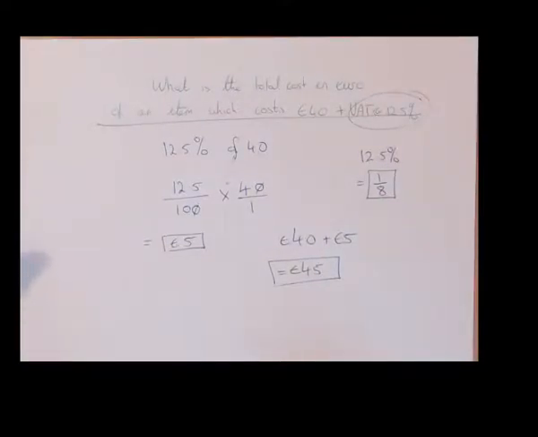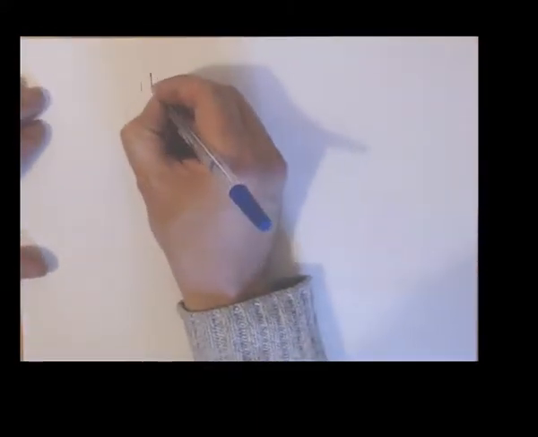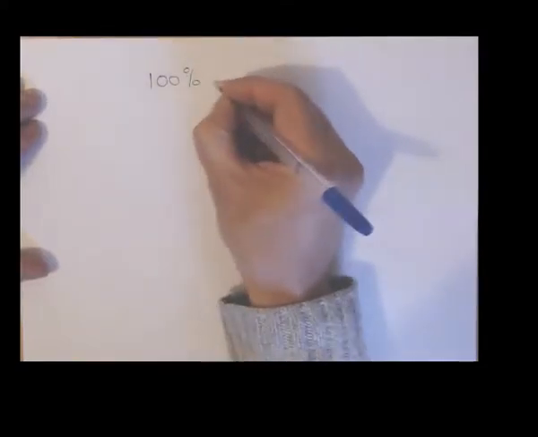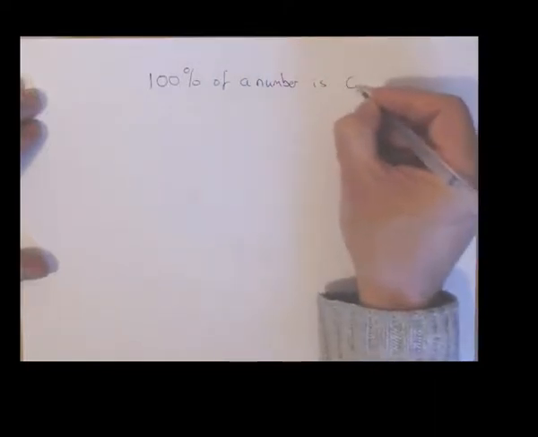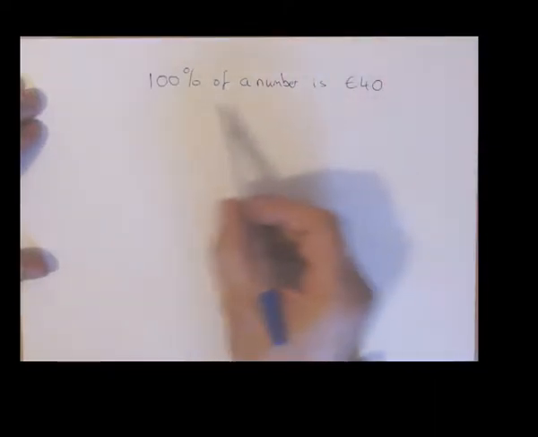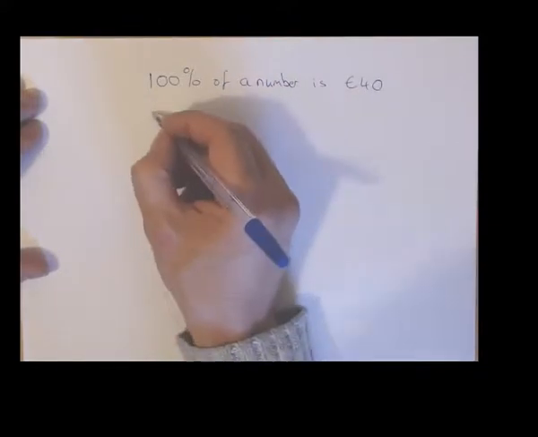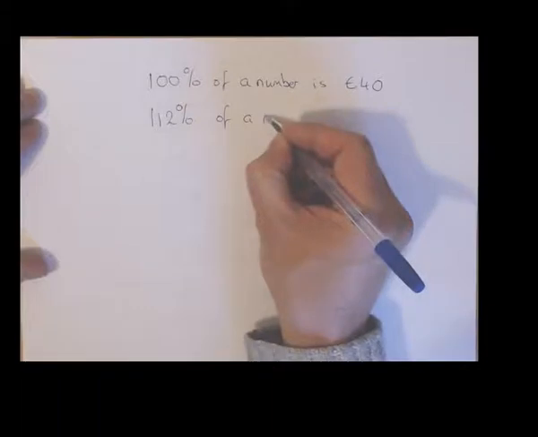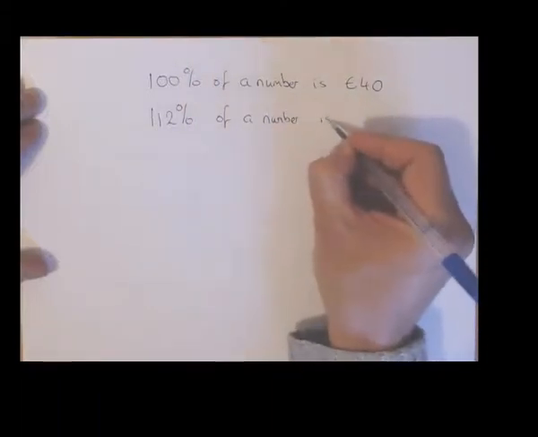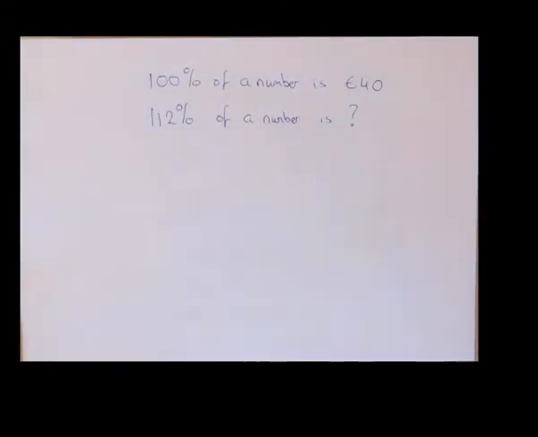But I want to look at a slightly different way of doing this. So we're going to look at what the last section was. I'm going to tell you that 100% of a number is €40, meaning the number is €40. And I'm going to ask, what is 112% of a number? So you already know from the last section exactly how to do a question like this, 112.5% actually.